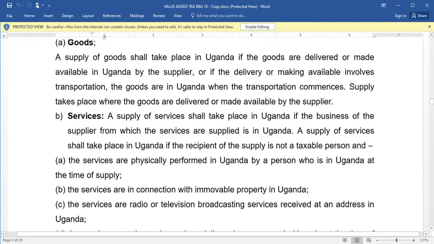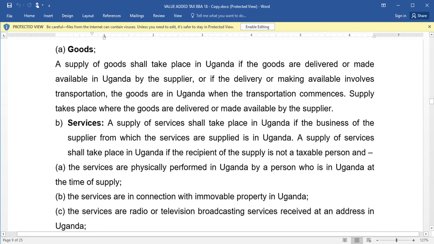Then for the services, a supply of services shall take place in Uganda if the business of the supplier from which the services are supplied is in Uganda.